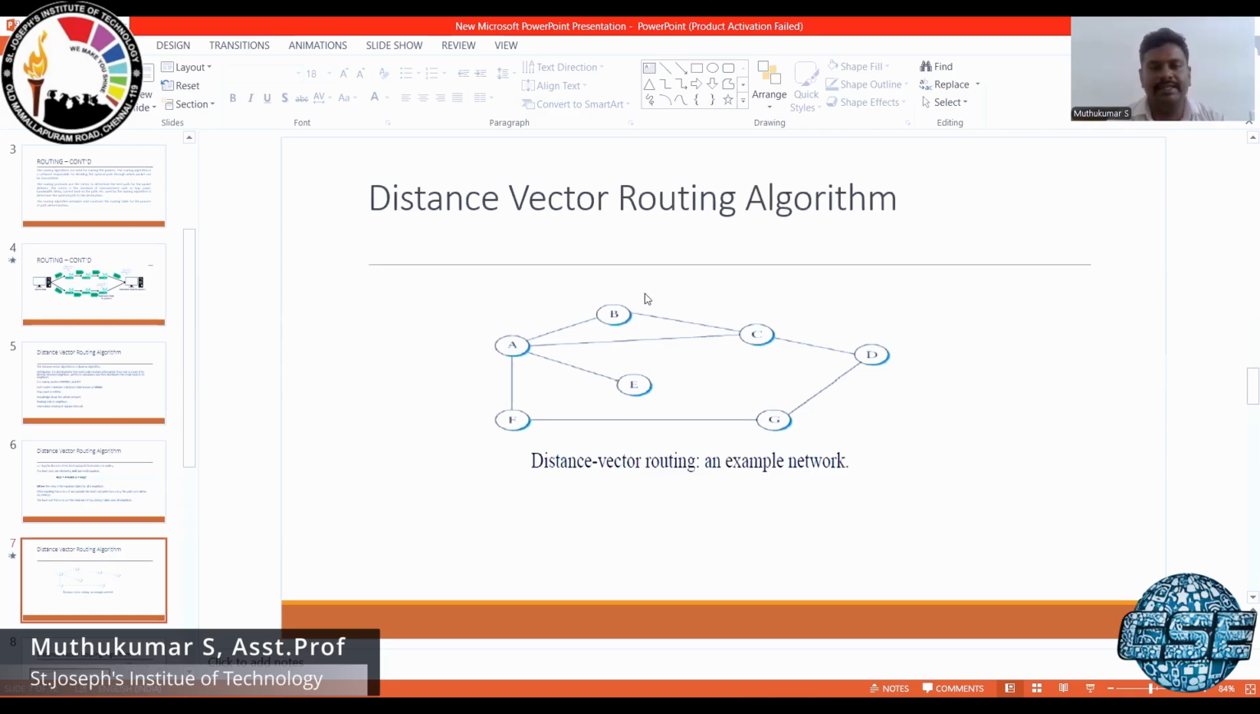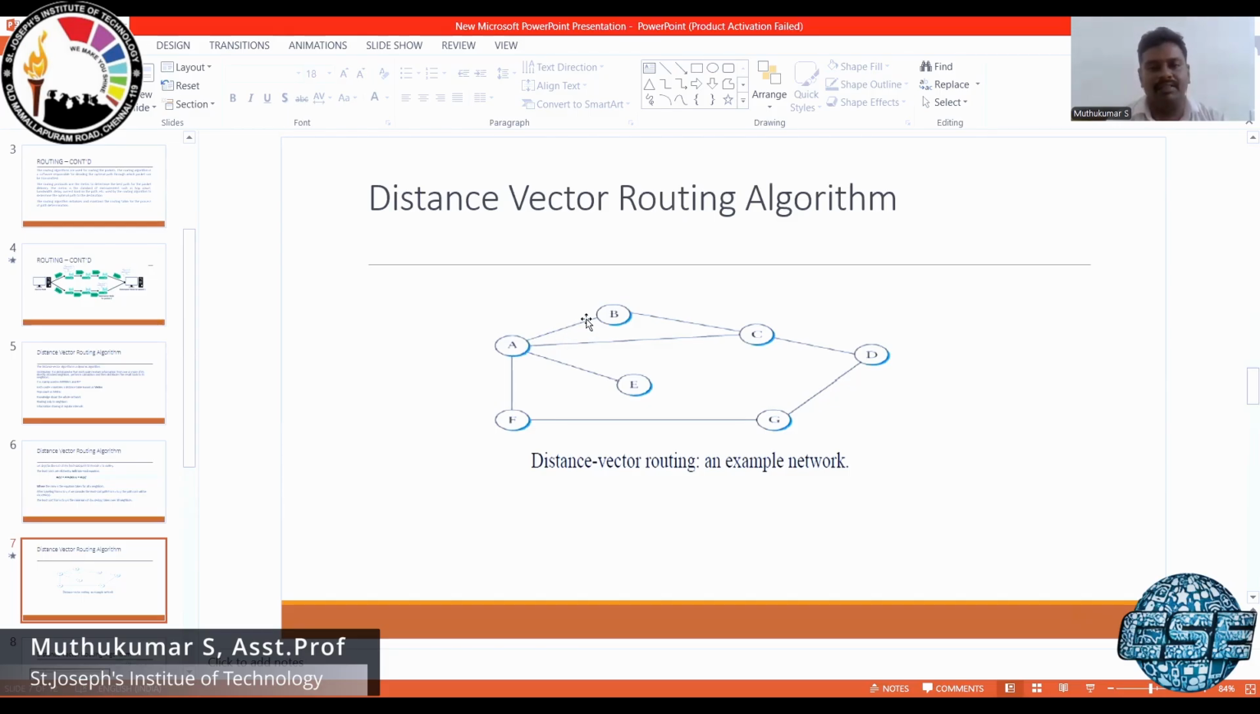So consider this example graph. Here the network is given as a graph. Each node is represented in the form of a circle. Here the node may be a router or any device. The connecting paths are called links, that is, edges in a graph.